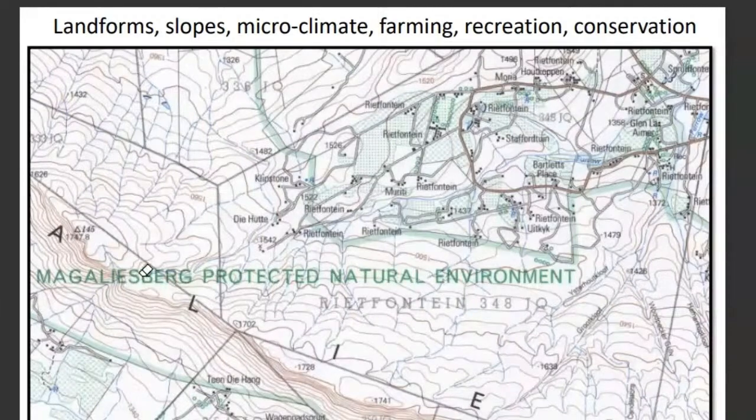When you take this area here, Maharisberg protected natural environment. So Maharisberg protected natural environment is basically a conserved area, meaning that conservation is taking place here. Okay, when you see the cultivated land, what does that mean?